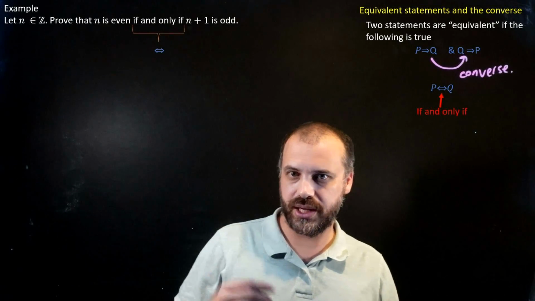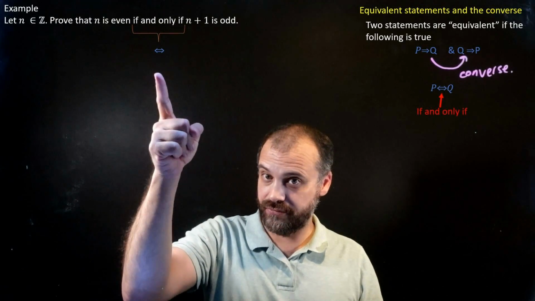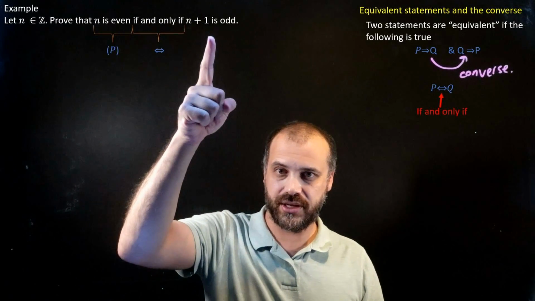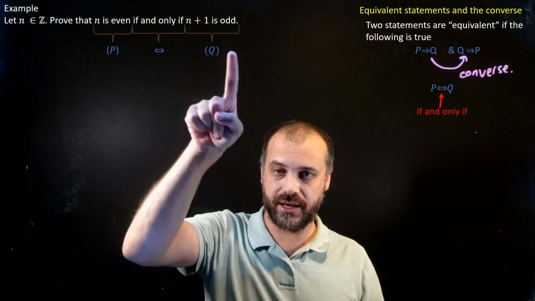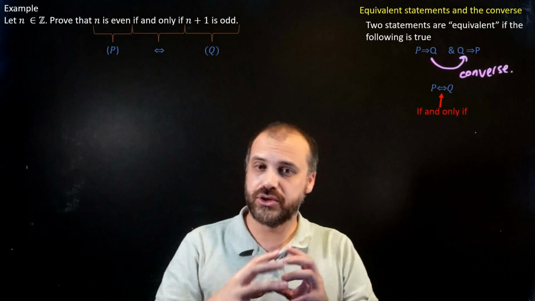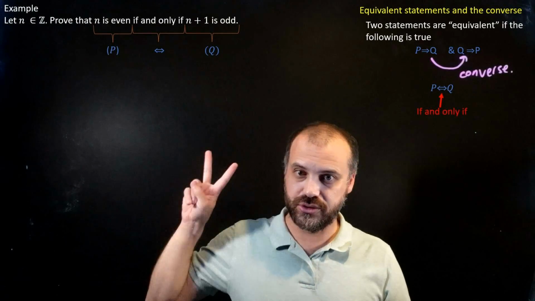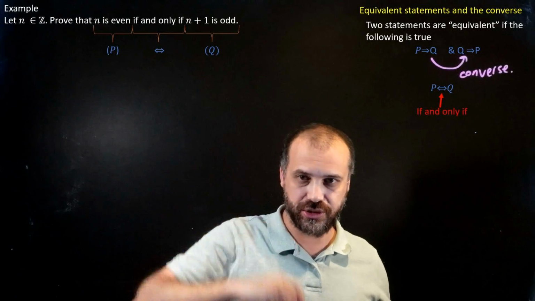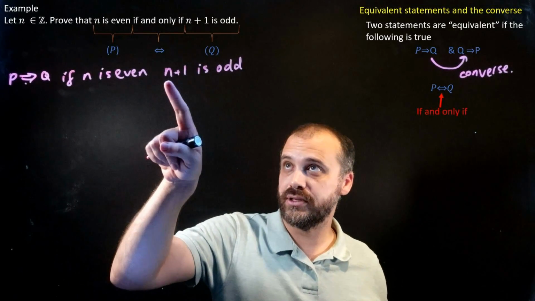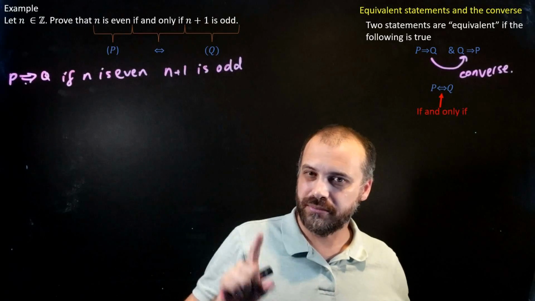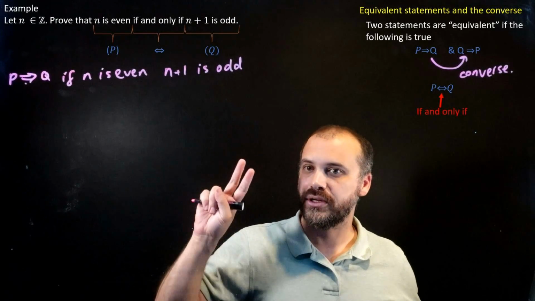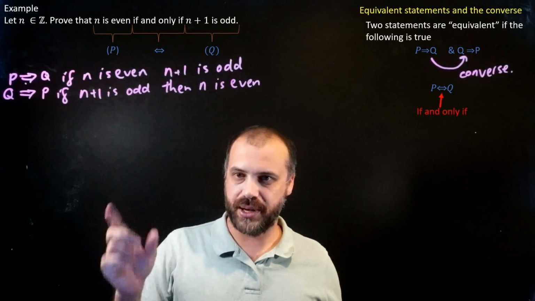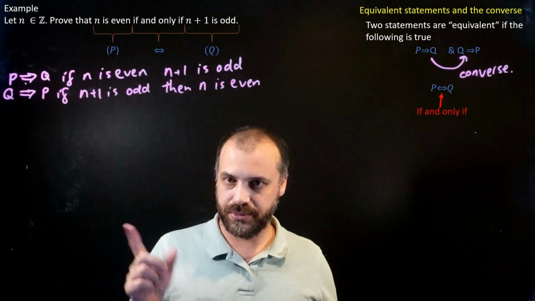All right, so what we have is this if and only if symbol here. We have a P here, n is even, and we have a Q here, n plus 1 is odd. So when you do questions like this, you have to do two proofs. You have to prove that P implies Q. That is, if n is even, then n plus 1 is odd. But you also have to prove Q implies P. So that's the basic idea. We're going to do two direct proofs back to back. So we'll do our first one first, P implies Q.